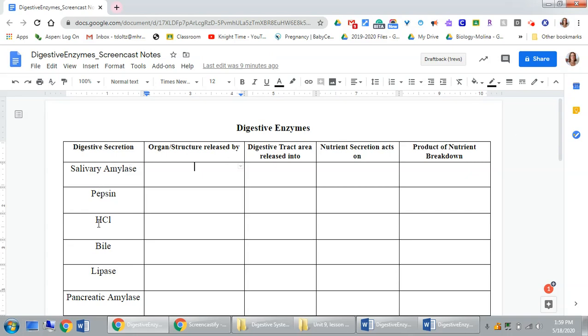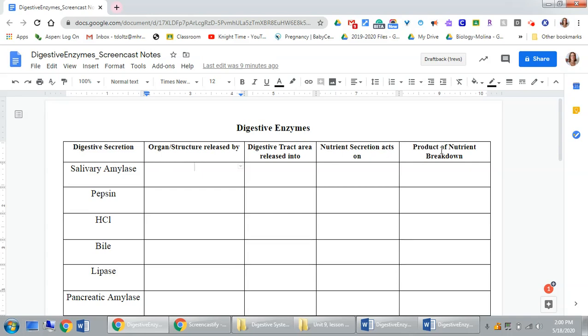So these are your different digestive enzymes that you use to digest foods. We're going to talk about what organ or structure in the body releases them, so this is where they're produced. This is where they are going to get released into, so this is where they are used. And what nutrient group the enzyme acts on, carb, protein, lipid, and then what it breaks it down into.